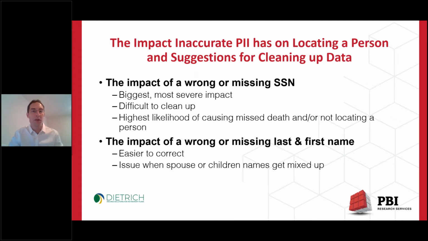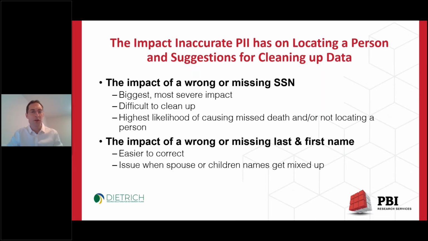So what we want to talk about is four areas that have the biggest impact on locating a person in the data space, and that would be the Social Security number, the name, first and last name primarily, their date of birth, and their location.